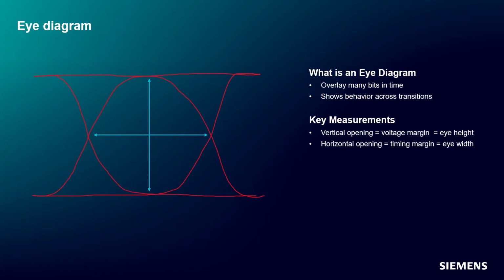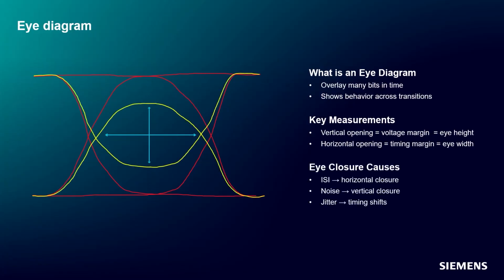The shape of the eye diagram reflects all the impairments we discussed earlier. ISI closes the eye horizontally, noise reduces the vertical opening, and jitter shifts the signal in time and reduces timing margin. This means that the eye diagram is a single visualization that combines all signal integrity effects.